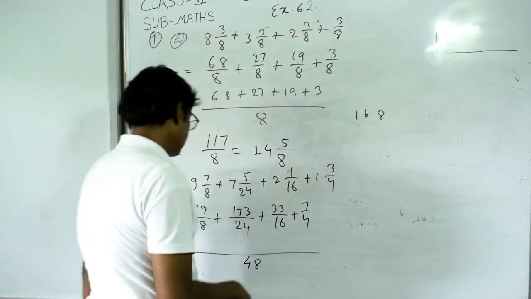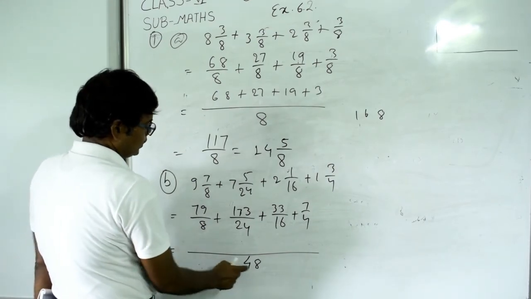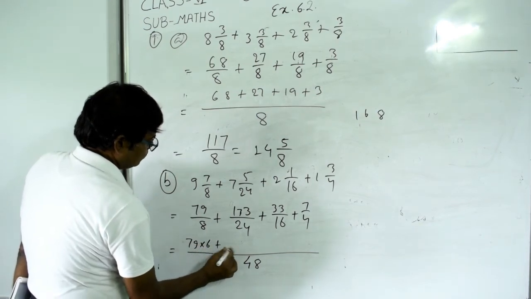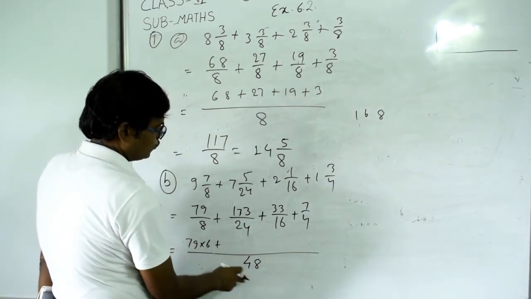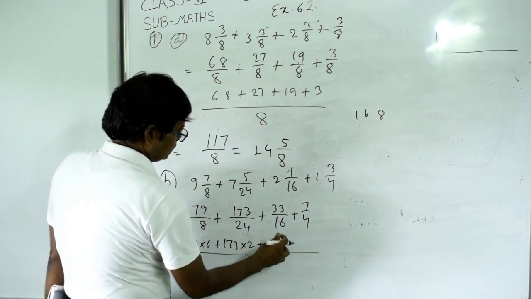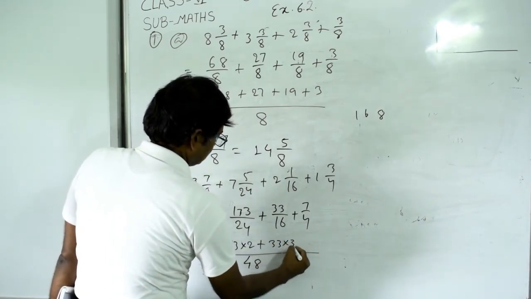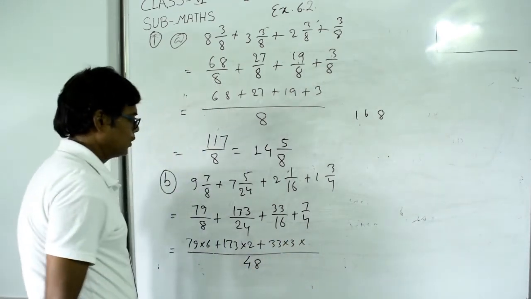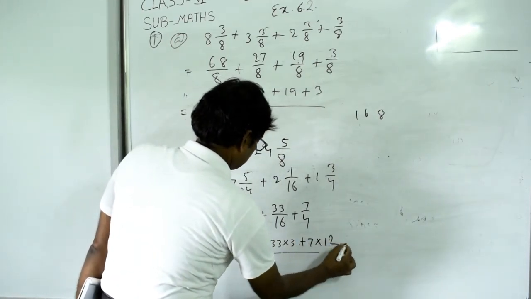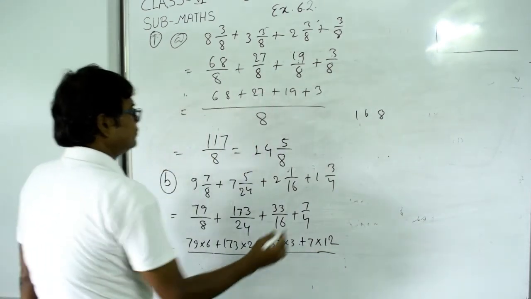Now you will divide 48 by 8. 8 6s are 48, so 79 into 6, plus 24 2s are 48, so 173 into 2, plus 16 3s are 48, so 33 into 3, and 4 12s are 48, so 7 into 12. Okay, now multiply this.